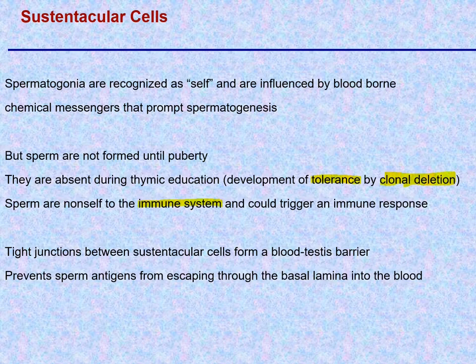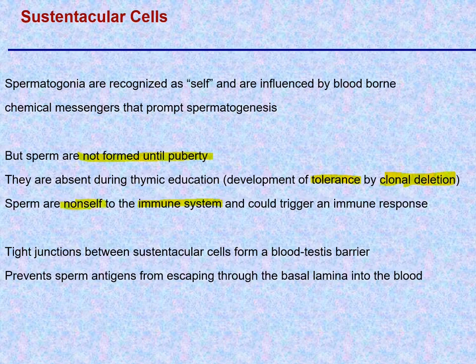But those structures have to be exposed to the immune system right at the time of embryonic development, fetal development, and very early just after birth. Sperm are not formed until puberty. And so when the sperm cells are formed, yes, the spermatogonia are self, but with meiosis, you start getting expression of molecules that are non-self.